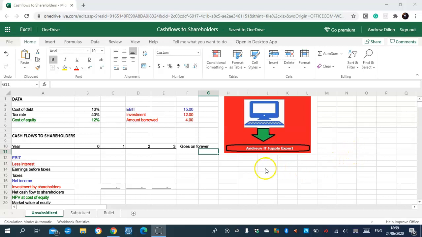Today I'm going to present and work on an Excel spreadsheet on cash flows for shareholders. What I'm supposed to do is calculate and find the missing figures to provide a successful subsidized spreadsheet, and to find the remaining figures from the bullets as well.